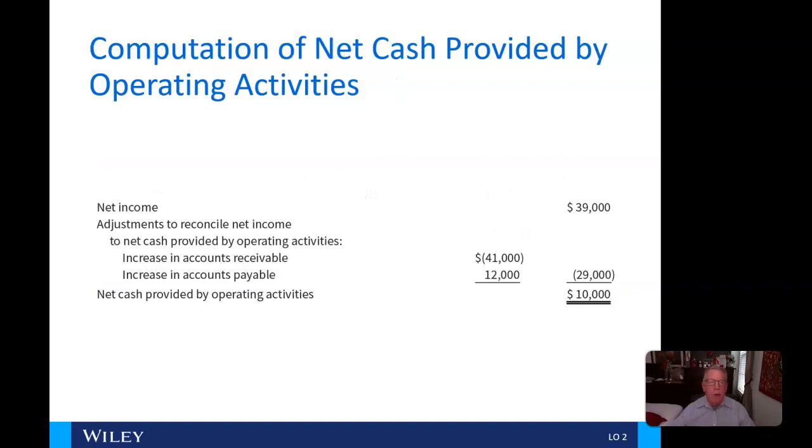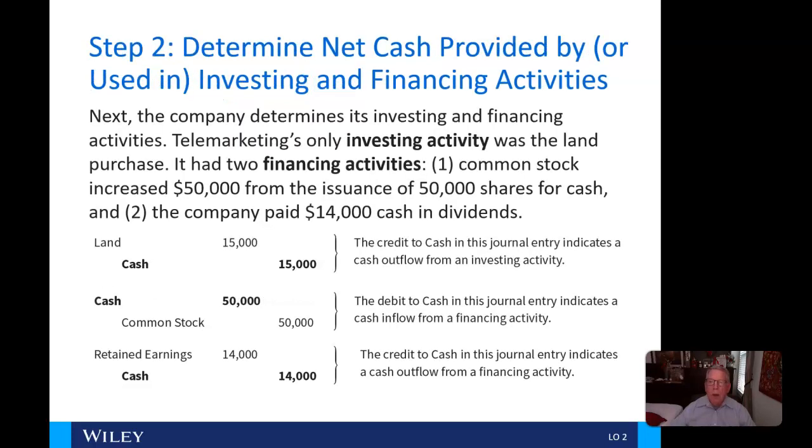Okay, let's look. So here's our net income. We've adjusted based on an increase to accounts receivable and an increase to accounts payable. And away we go. We got a $10,000 increase in cash from operating activities. All right, now we're going to quickly determine the cash provided or used for investing and financing activities.